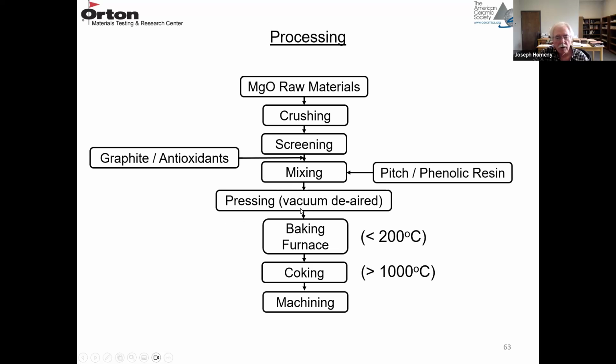And then it's pressed under a vacuum to achieve maximum density. It can go through a baking furnace, which is usually less than 200 degrees C. That cures the phenolic resin. It can also go to an optional coking step. So it's heated to greater than 1,000 degrees C to pyrolyze the phenolic resin, forms carbon, and it's an optional step. This coking can also take place in the actual furnace during use, and then these may require machining.